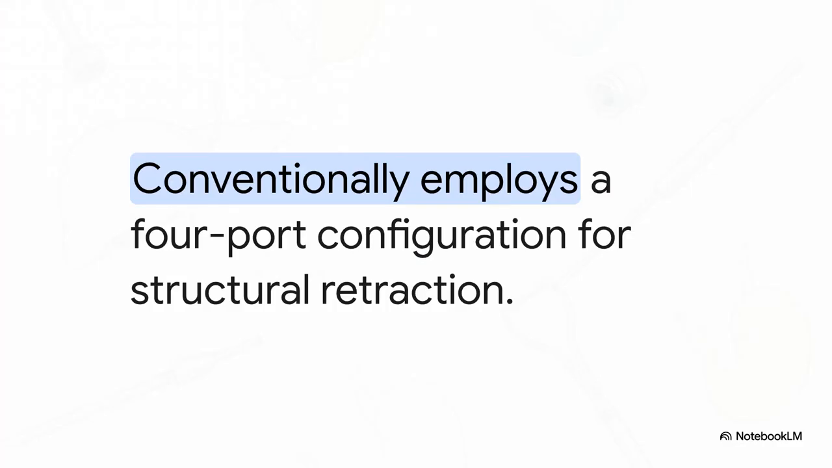A standard laparoscopic cholecystectomy conventionally employs a 4-port configuration to establish adequate retraction and optimal visual axes. Specifically, we're talking about a 10mm optical port, a 10mm epigastric working port for your dissecting instruments, a 5mm right subcostal port for Hartmann's pouch retraction, and a 5mm right flank port for gallbladder fundus retraction.